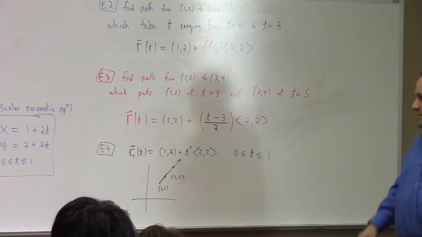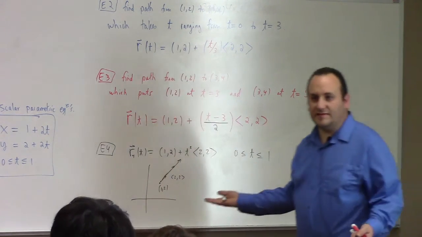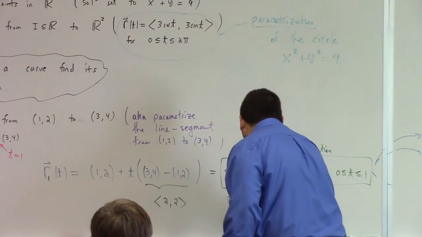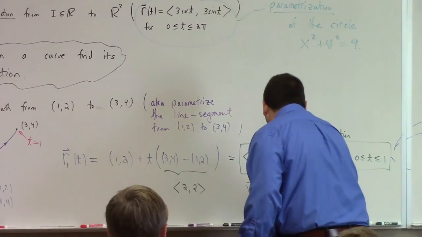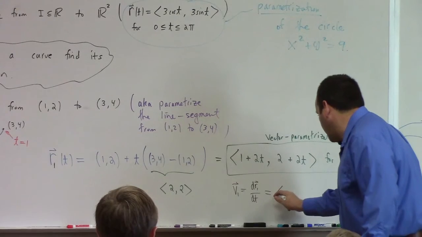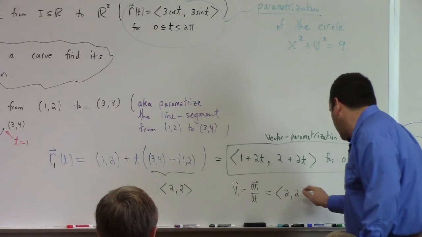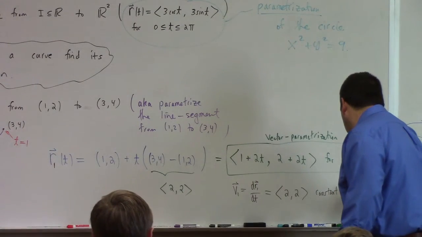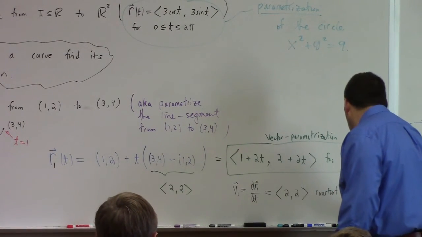So what's the difference between R4 and R1? It's all about velocity. If you calculate V1, which would be dr1/dt, and differentiate this, what do we get? We get 2, 2, so we've got a constant velocity. This is a constant velocity path.